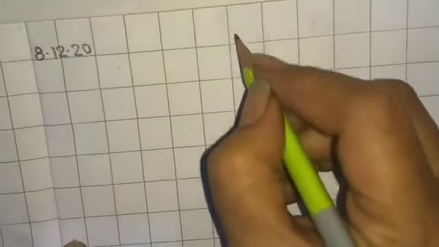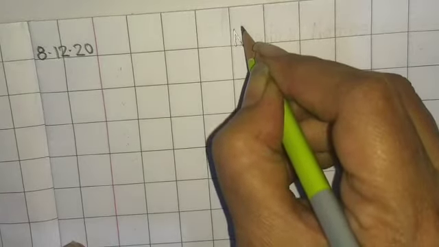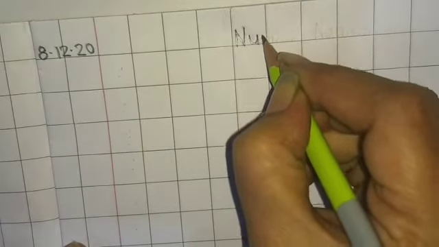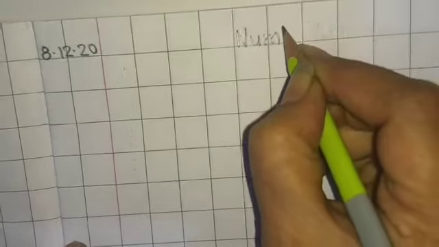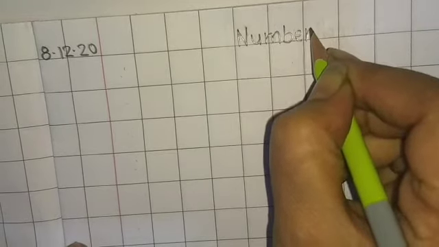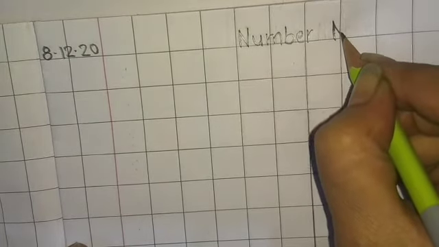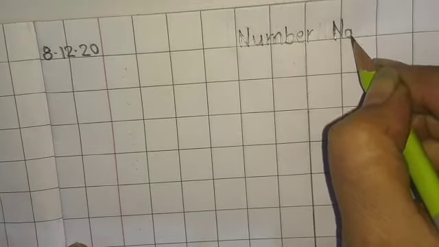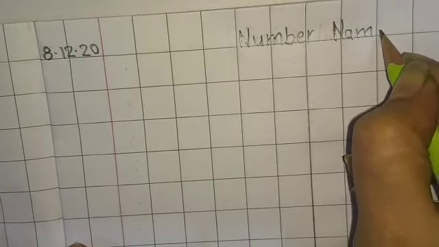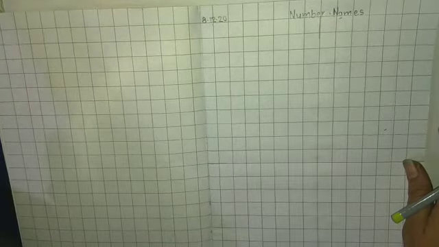For that, we have to write capital N, U, M, B, E, R, one finger space, again capital N, A, M, E, S. Number names.